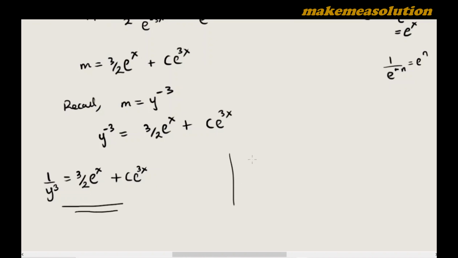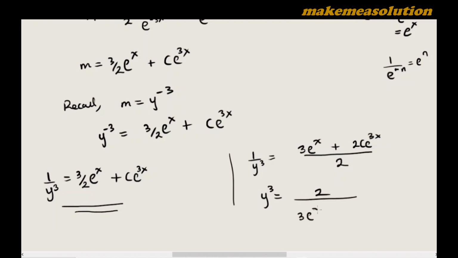Another person can come and say 1 over y cubed is equal to, when you take the LCM in this particular area, you get 3 exponential x plus 2c exponential 3x over 2, for instance. So you can now say y cubed, taking the reciprocal of both sides, is equal to 2 divided by 3 exponential x plus, let 2c be equal to a, for instance. You now have a exponential 3x. So someone can leave his answer in this particular form. So whichever one you want to choose, you're free to leave your answer in any of those forms.